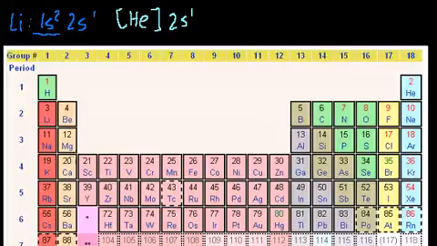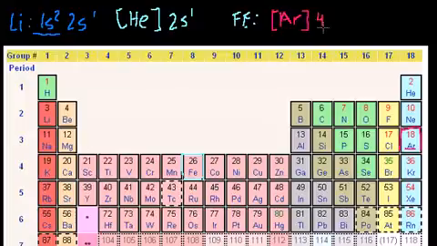You could do that a bunch of times. Let's say we wanted to figure out the electron configuration of iron. Instead of going through the whole thing, 1s2, and then 2s2, and 2p6, you could just say iron's electron configuration is the same thing as argon's. So I'll just put argon in brackets. And then you get 4s2, and then you have 1, 2, 3, 4, 5, 6.